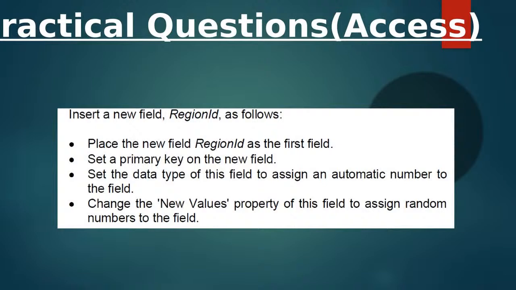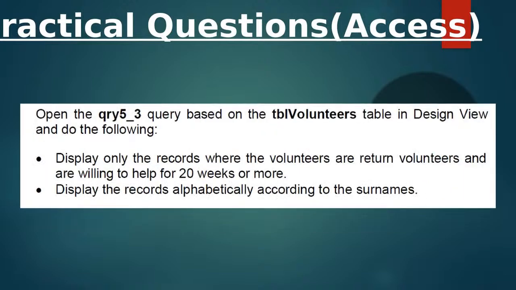So we'll use that auto number, and then change the new values property on this field to assign a random number to this field. So you need to go to the properties area. You have your field properties right underneath. That's where you need to go to actually sort that out. Okay, so again, you can see it's just about knowing where to go to.